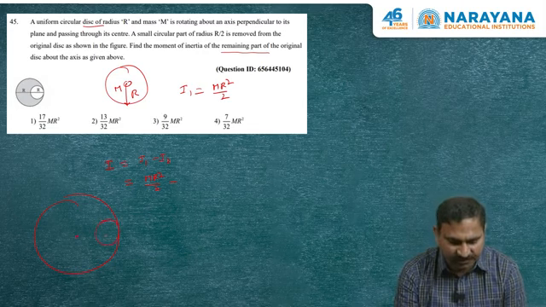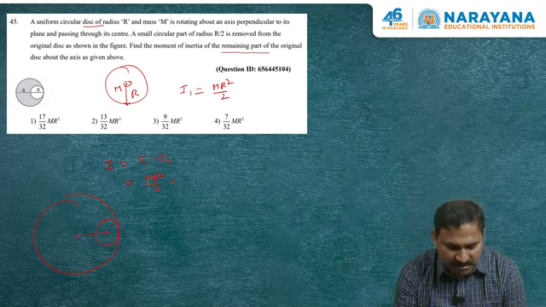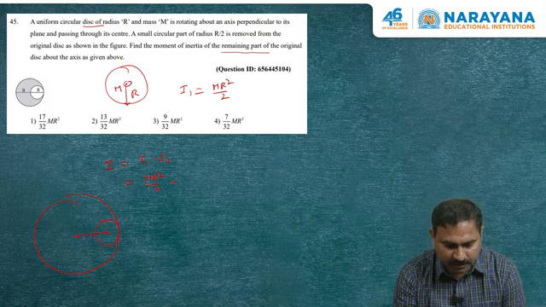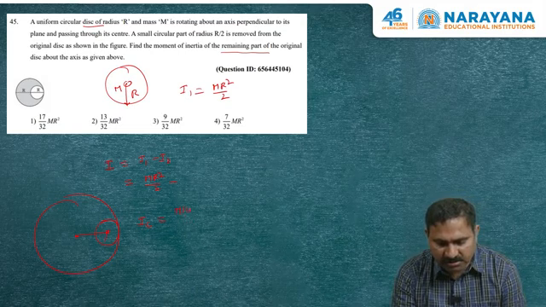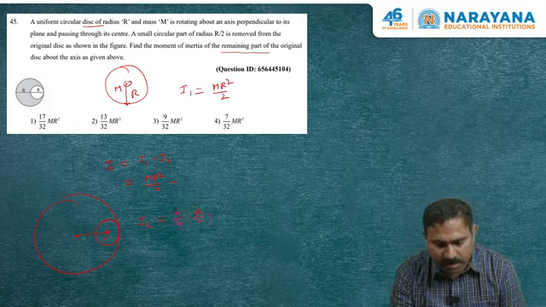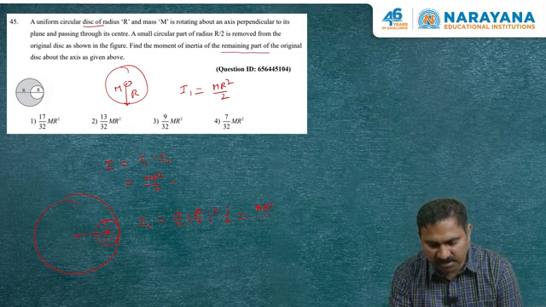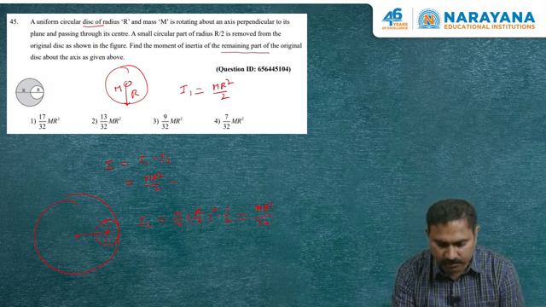Moment of inertia of this removed disc, about its center of mass IC, comes out to be: mass of the removed part will be 1 by 4 times the original mass. So it is m by 4 times (r by 2) whole square by 2, which comes out to be mr square by 32.